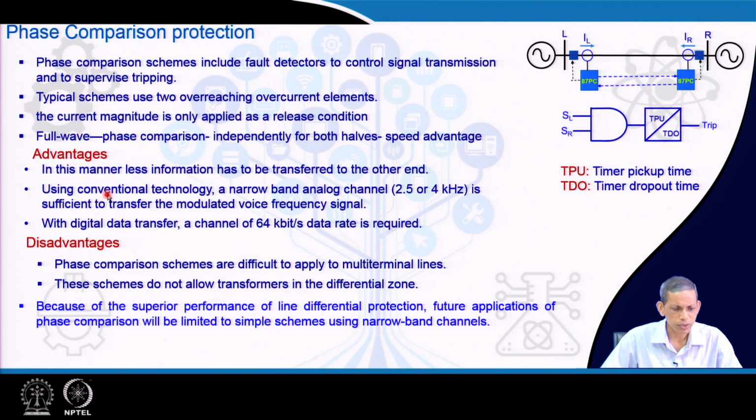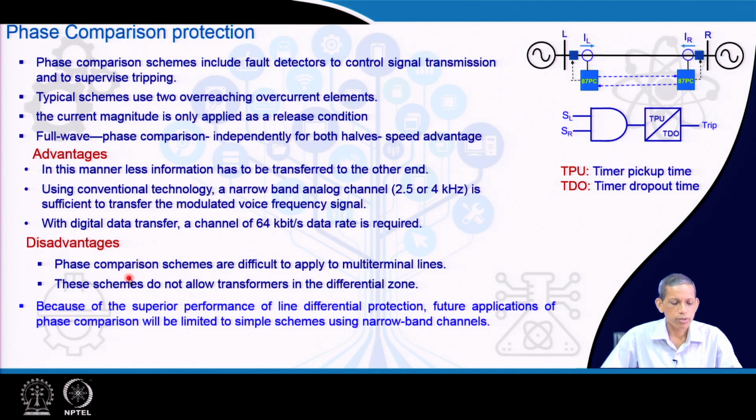So, the advantage of phase comparison protection is that we require very little information to be transferred to the other end. Using conventional technology and a narrowband analog channel, up to 4 kilohertz can be adequate, using the voice frequency signal. And with today's digital transfer, 64 kilobits per second can also be very successful for using the information.